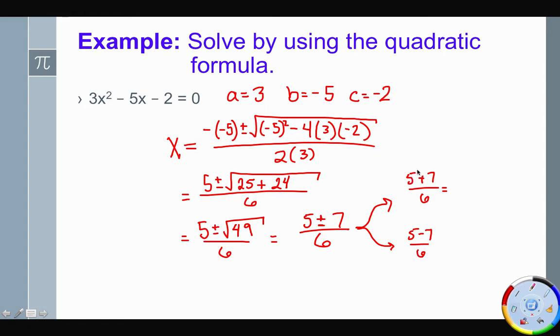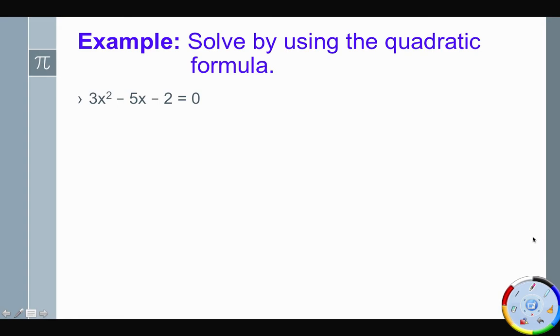Well, 5 plus 7 is 12, divided by 6 is 2. And 5 minus 7 is negative 2 over 6, which is equal to negative 1 over 3. And there we get two answers to our quadratic equation. As long as you follow the steps here, this is a very simplistic formula. It's very, very useful. Let's try another one here.